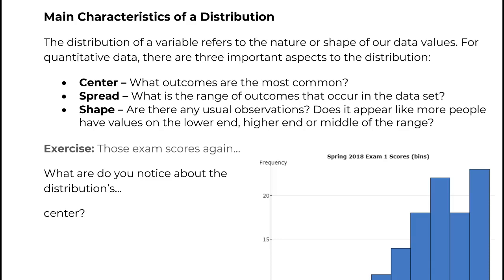One is the center of our distribution. What is the most common outcome? What is our expectation? If I'm going to roll a pair of dice, what do I expect?